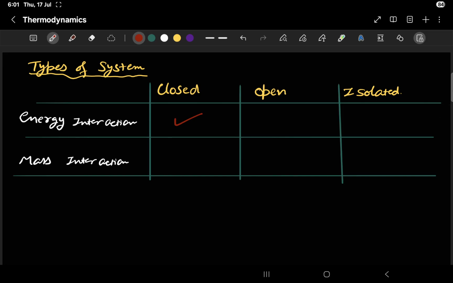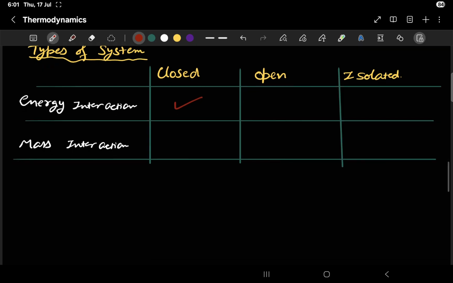So let me make one thing clear here. Heat and work are types of energy interaction. We will study in detail further. So there is energy interaction in a closed system. But since the system is closed, there will be no mass interaction between system and surrounding.